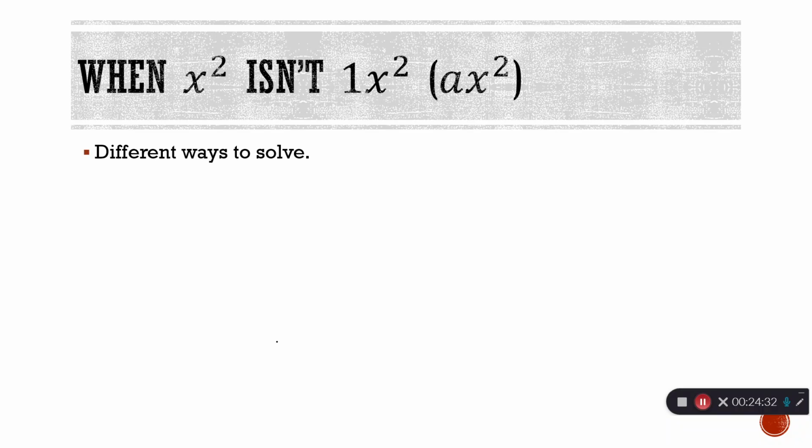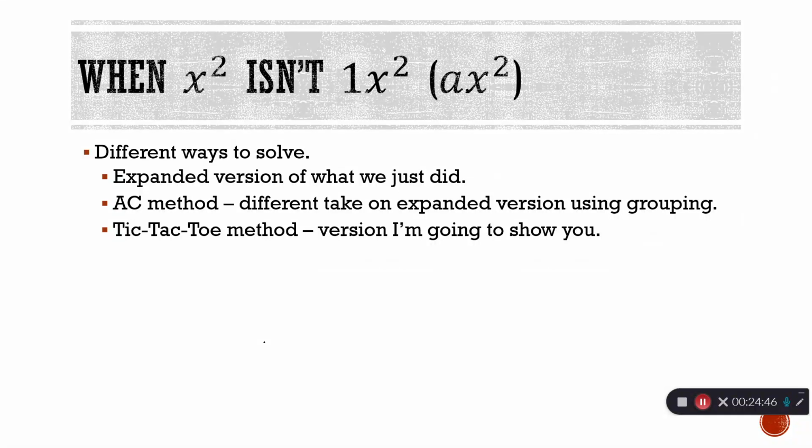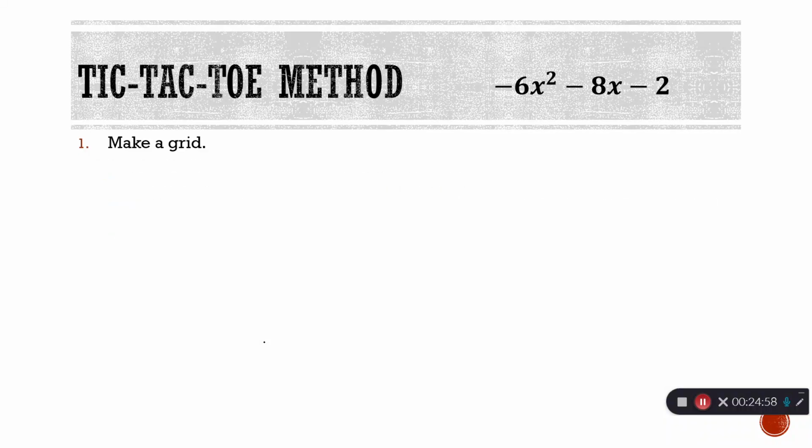So there are different ways to solve this. There's an expanded version of what we just did. There's something called the AC method, a different take on the expanded version using grouping. And the tic-tac-toe method, which is the version I'm going to show you. If you want to see the other two methods, there are great videos online. The tic-tac-toe method, I think, is easiest, quickest, and least of a headache.